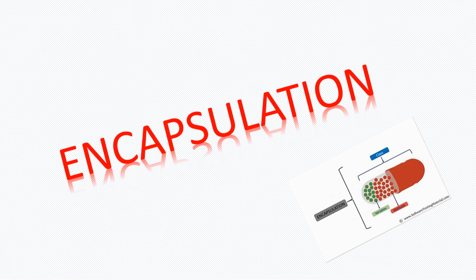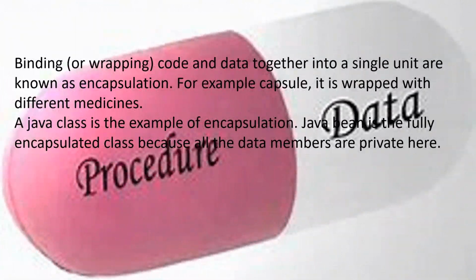Encapsulation. Binding or wrapping code and data into a single unit is known as encapsulation. For example, a capsule is wrapped with different medicine. A Java class is an example of encapsulation. A Java Bean is a fully encapsulated class because all the data members are private.